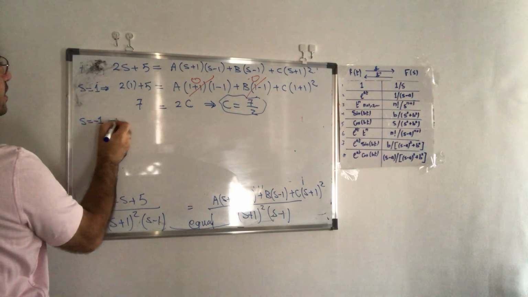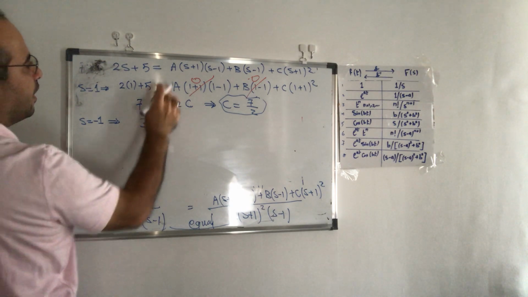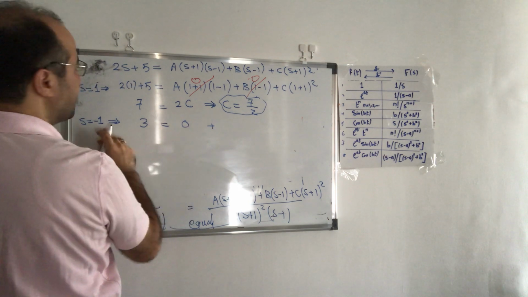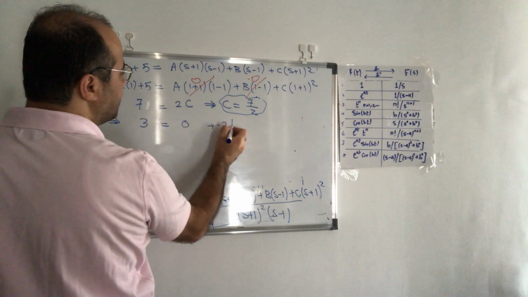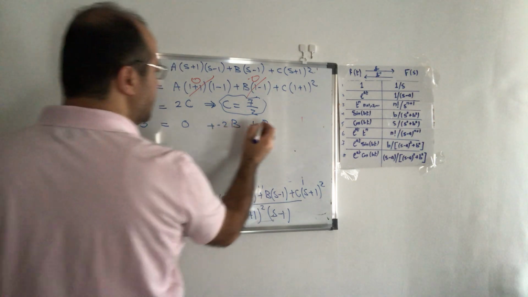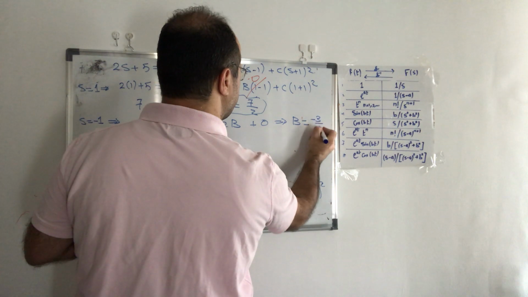Now let me go with another s, which is s equal minus 1. In this case, I'm going to have minus 2 plus 5, which gives 3. Here I get 0, here I get minus 2B, and here I get 0. And finally, B equals minus 3 over 2.